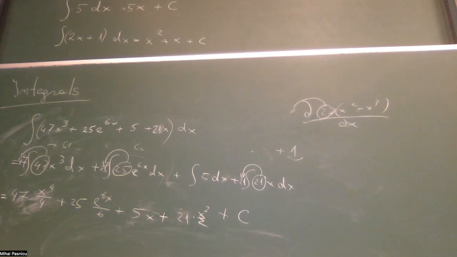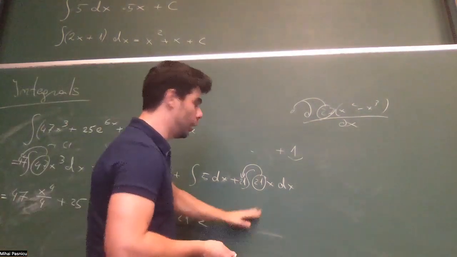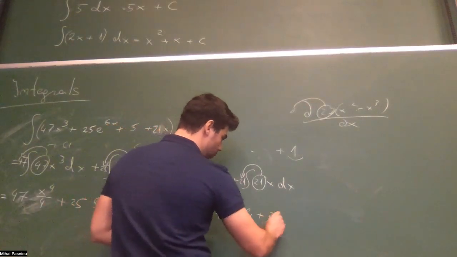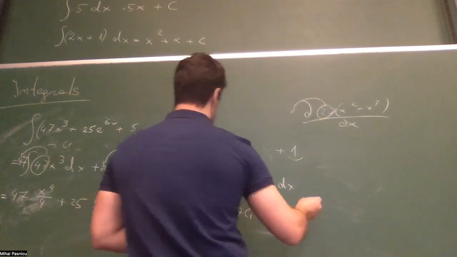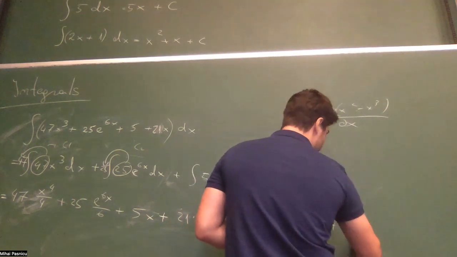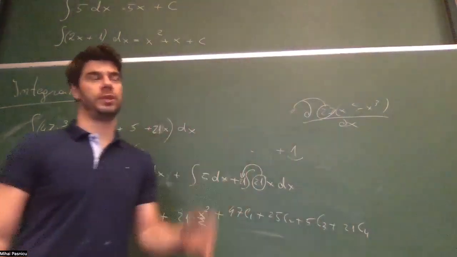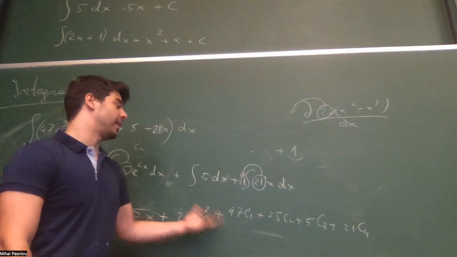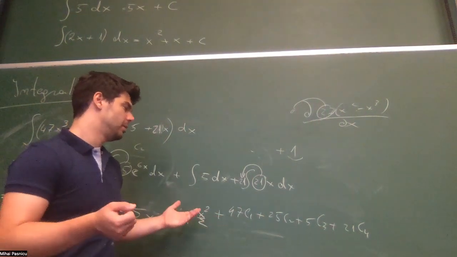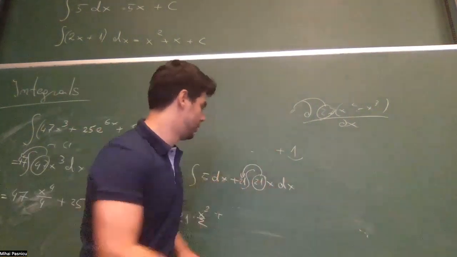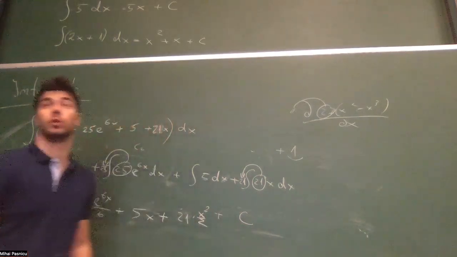So it doesn't matter. If you were to write it here, hypothetically, don't do this, you would just do 47 C1 plus 25 C2 plus 5 C3 plus 21 C4, whatever. I just wrote all of this. This is basically saying that you can get any value, any constant. So why bother doing all of this and just not do this? Makes perfect sense.